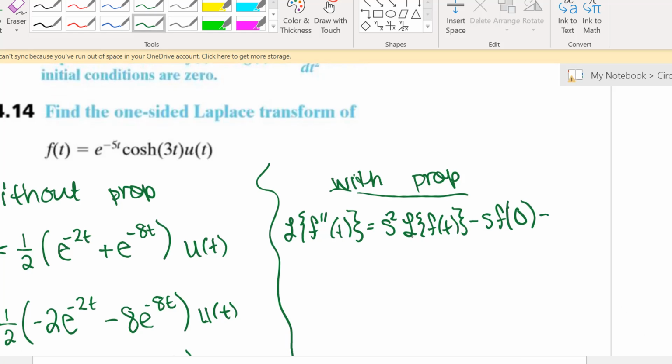And then the Laplace is like an antiderivative. The derivative of an antiderivative is the original. And then take a derivative again, so you get f prime of 0.